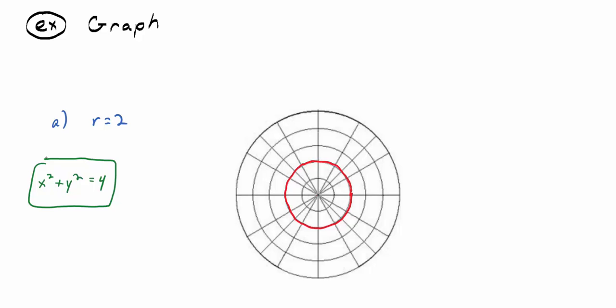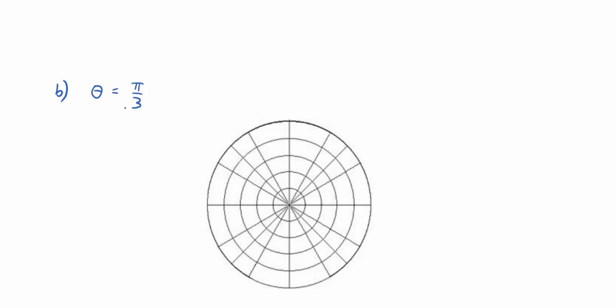Theta equals pi thirds. Okay, think about it. Now what can r be? Anything. But theta is always in one direction, pi thirds. So what kind of object has to be carved out? A line, yeah. So where did we say pi thirds was? It was in this direction, right? 60 degrees. So just draw a line along that spoke. And since we allow r to go negative, it could go down here as well.